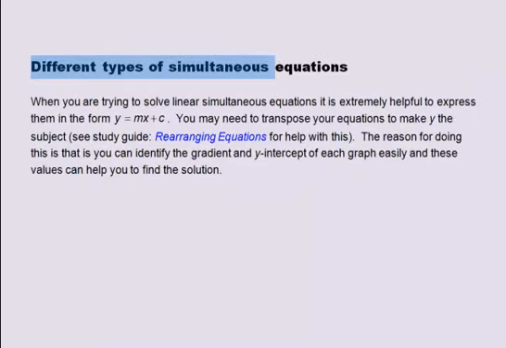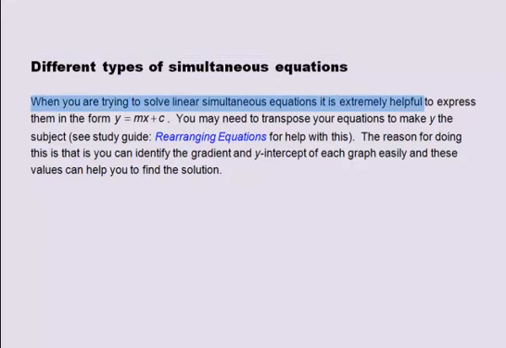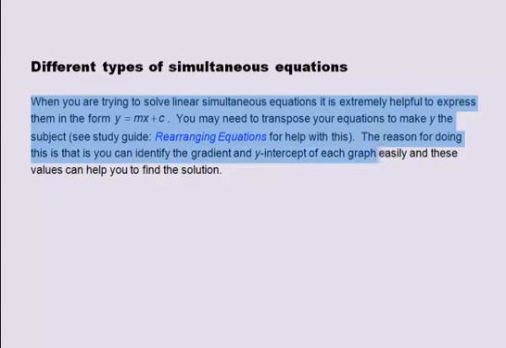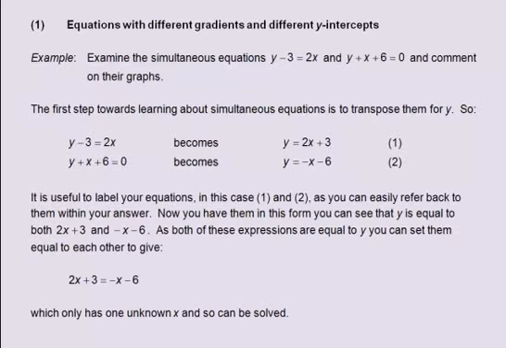Different types of simultaneous equations. When you are trying to solve linear simultaneous equations, it is extremely helpful to express them in the form y equals mx plus c. You may need to transpose your equations to make y the subject. See study guide, Rearranging Equations for help with this. The reason for doing this is that you can identify the gradient and y-intercept of each graph easily, and these values can help you find the solution.